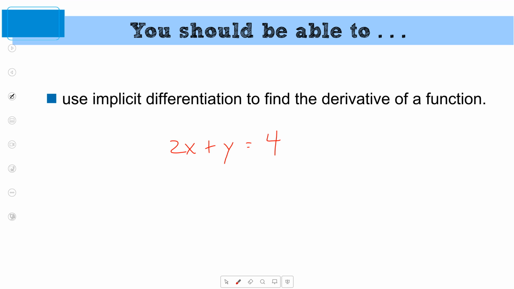Minus 4. Y. Get y by itself. Get y by itself, correct. Get y by itself, then you have the function y equals negative 2x plus 4. Take the derivative of that. Boom, you're done. Okay, great. But what happens if you can't solve for y? Then you need to be able to find the derivative using something called implicit differentiation.